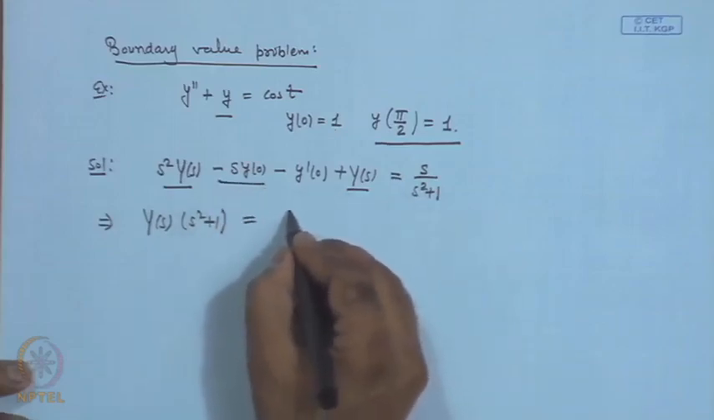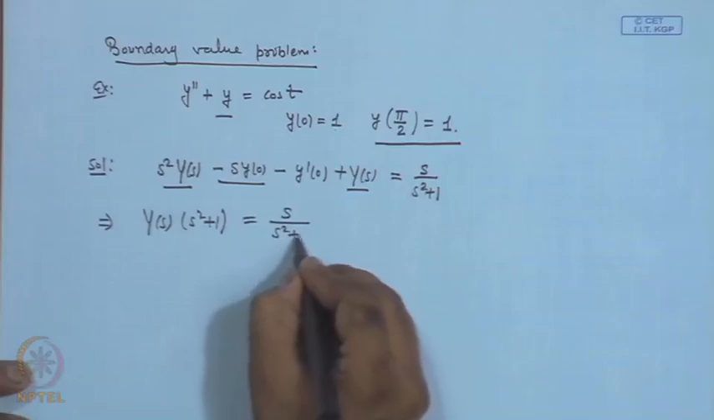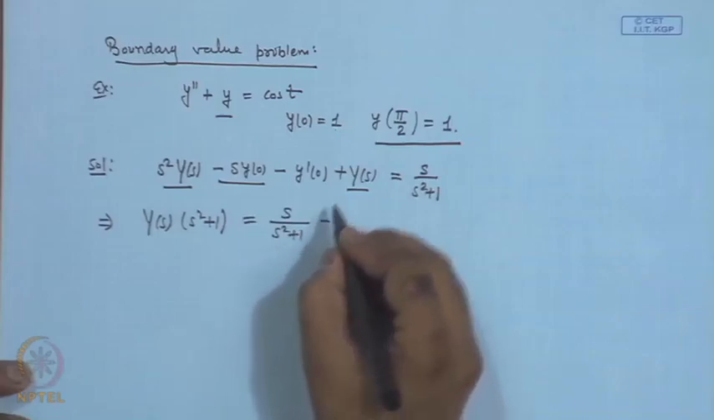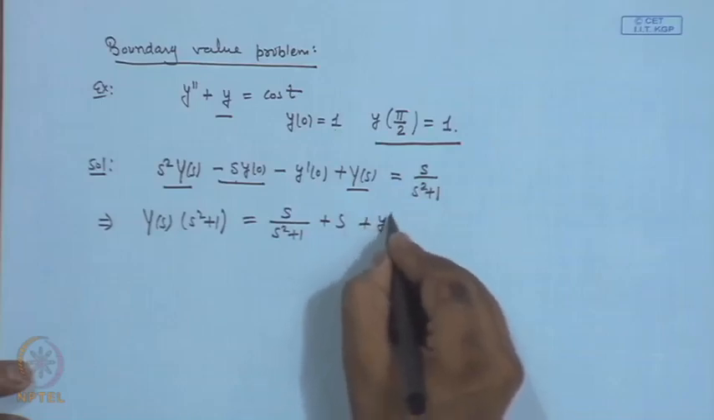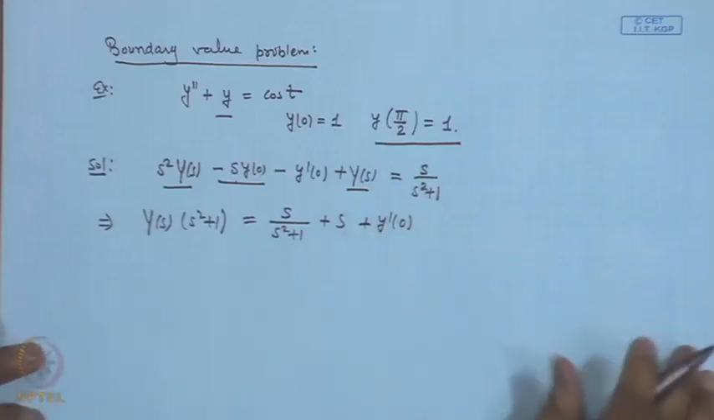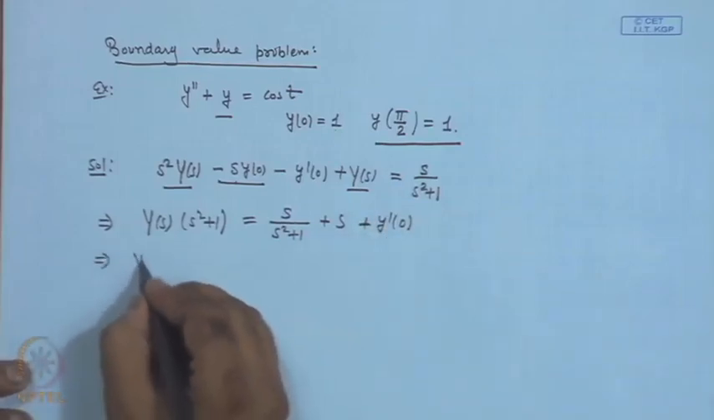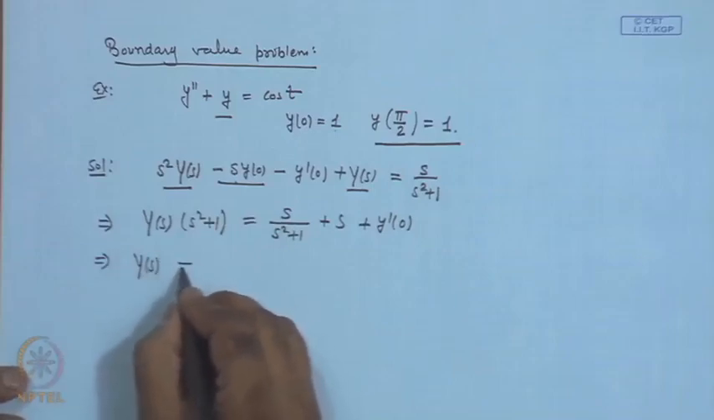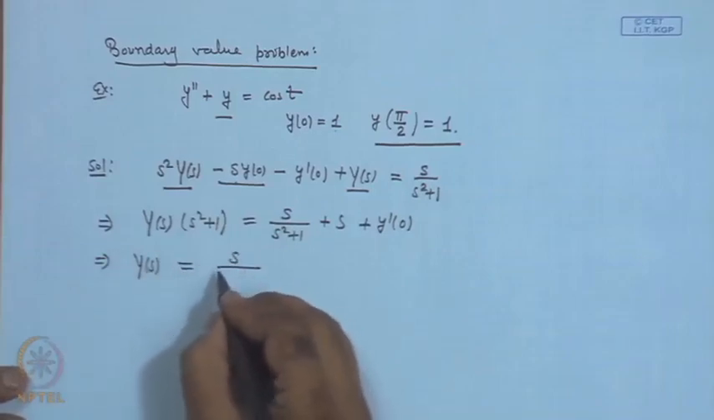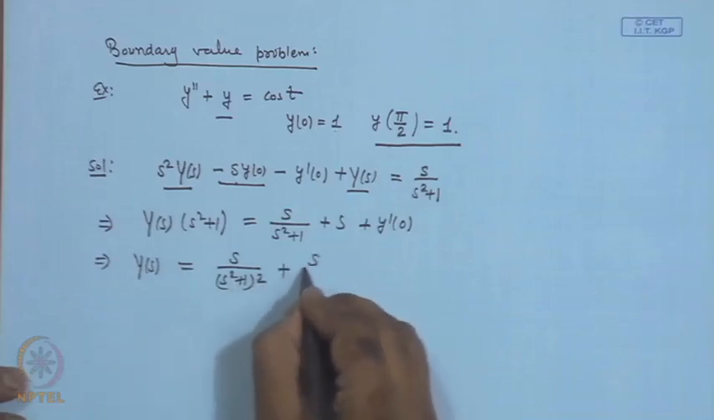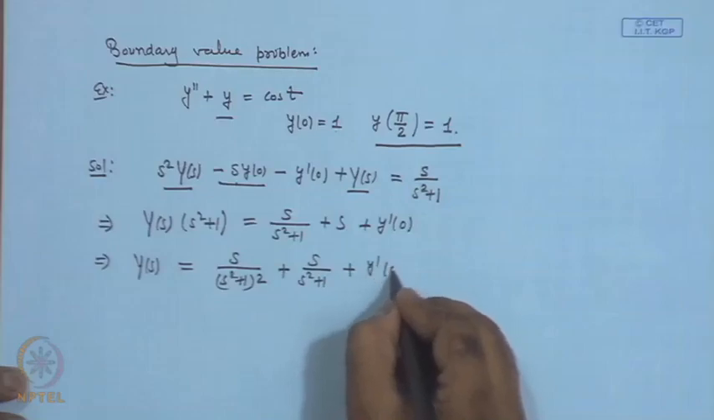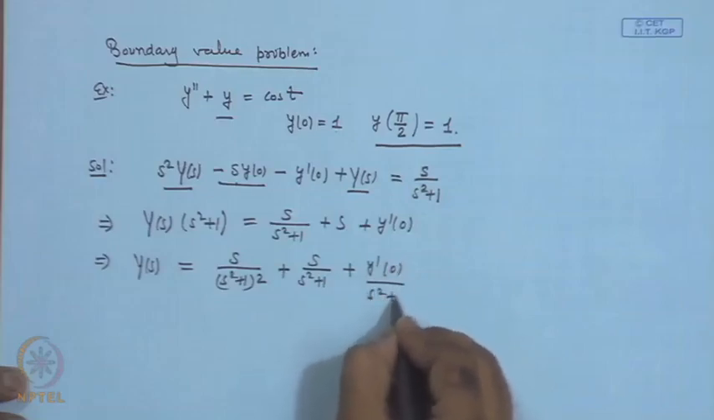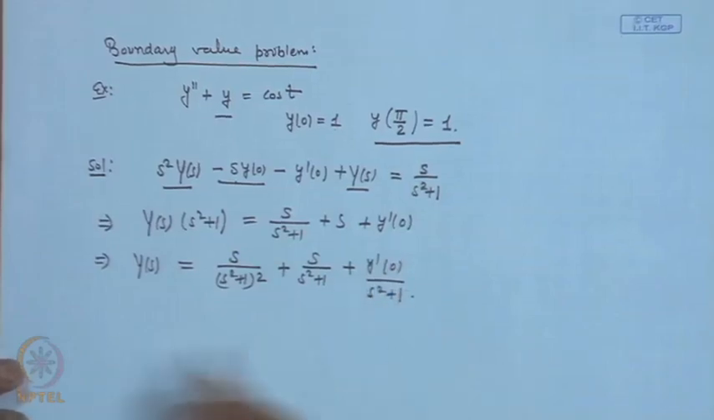So, we have the s over s square plus 1 and we have plus s from here and we have plus y prime(0), which is not known at this moment. So, here we get the expression for Y(s): s over (s square plus 1) whole square plus s over s square plus 1 plus y prime(0) over s square plus 1. And now we can take the inverse.